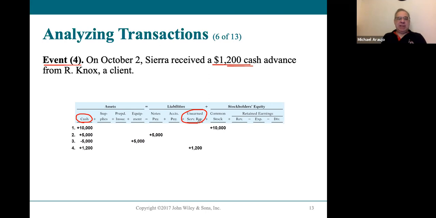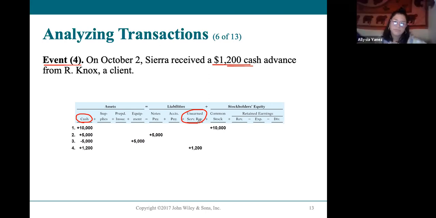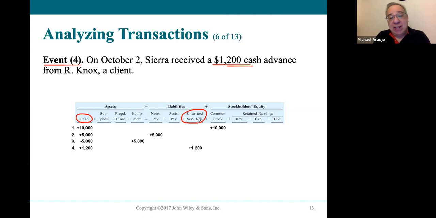Okay, yeah, she's definitely on the right track here, right? We're going to debit the cash account because we have more cash by $1,200. And we're going to credit the liability account called unearned service revenue, right? Again, liability accounts on the right side of that equal sign mean, just as a reminder, they increase on the right side of their accounts. So you're absolutely right. Nice job.